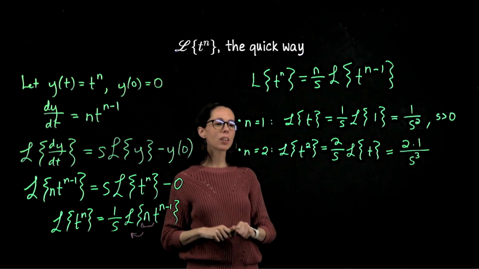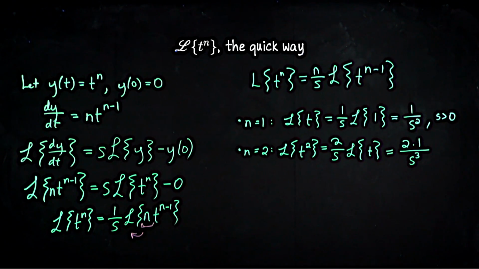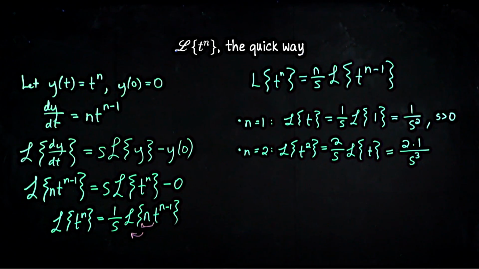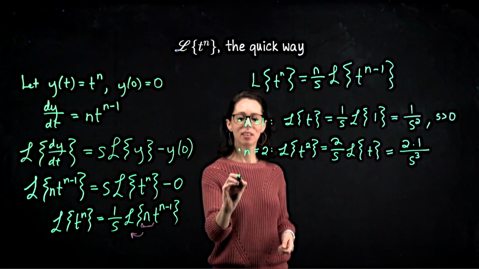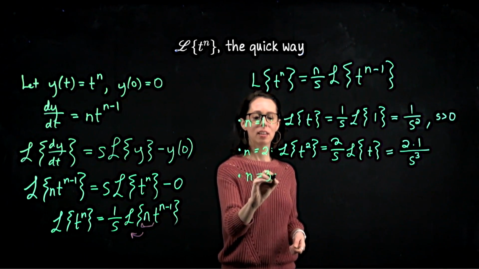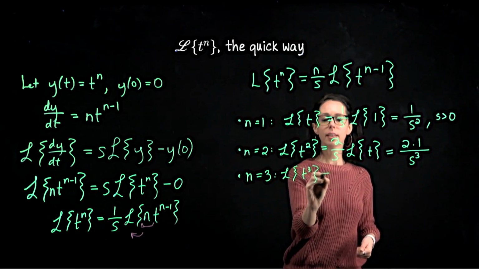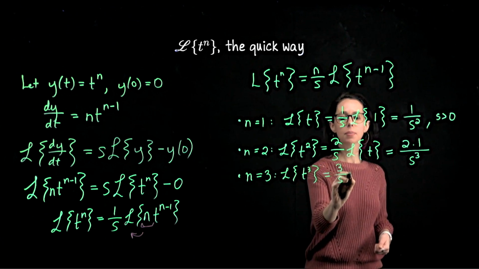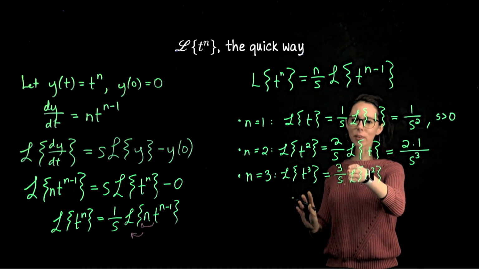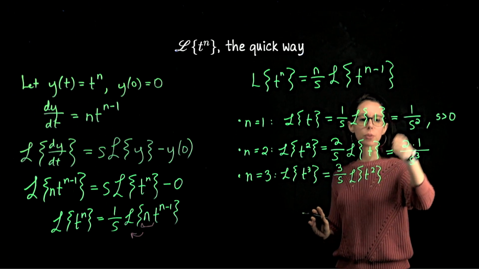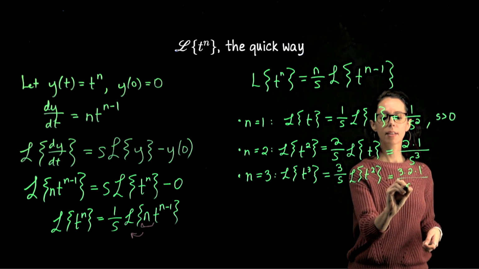Pause for a second. Go ahead and write out the Laplace transform of t cubed. Okay, following this pattern, if n equals 3, we have the Laplace transform of t cubed. That's going to be 3 over s times the Laplace transform of t squared. We just wrote that down. So again, I'm going to write the numerator in factored form. 3 times 2 times 1 over s to the 4th.